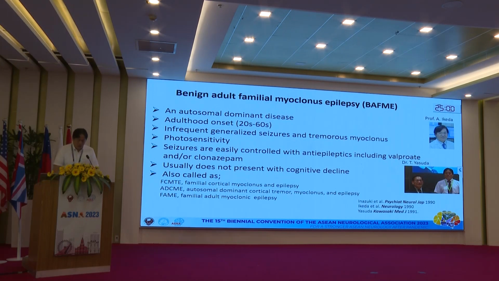So here, I will introduce benign adult familial myoclonus epilepsy, BAFME. This is an autosomal dominant disease with adulthood onset. This disease is characterized by infrequent generalized seizures and tremorous myoclonus. The patient shows photosensitivity. Seizures are easily controlled with anti-epileptics, including valproate or clonazepam. The patient usually does not present with cognitive decline, so we call it benign.